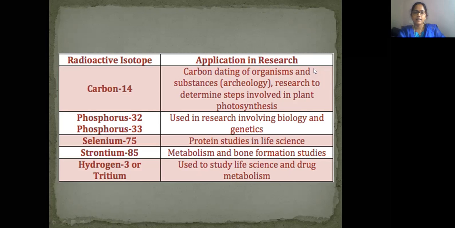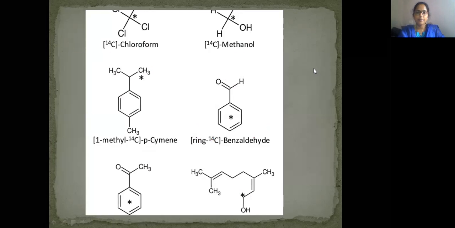Phosphorus 32 and phosphorus 33 can be used in research involving biology and genetics. Selenium 75 is used in protein studies in life sciences. Strontium 85 is used in metabolism and bone formation studies. And tritium, hydrogen 3, is used to study life sciences and drug metabolism.